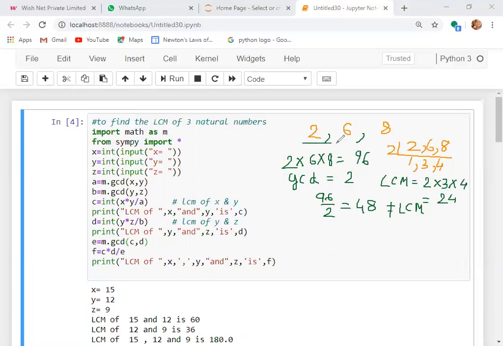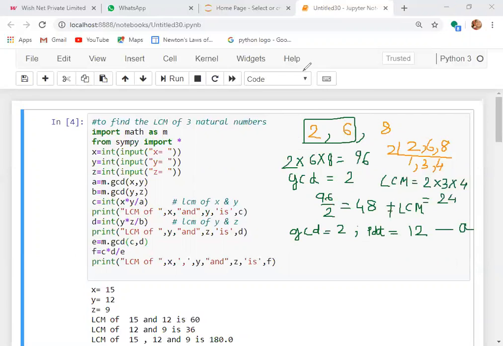If you think we are taking two numbers at a time, that is 2 and 6. So what is the GCD of 2 and 6? GCD of 2 and 6 is equal to 2. And what will be the product? Product is 12. Think of this as a separate number, let this be a separate number A.